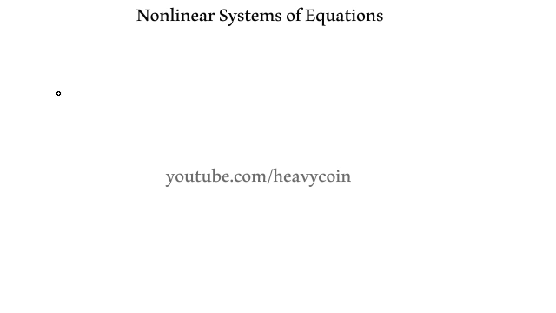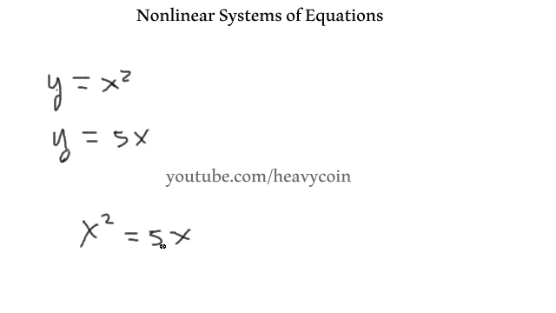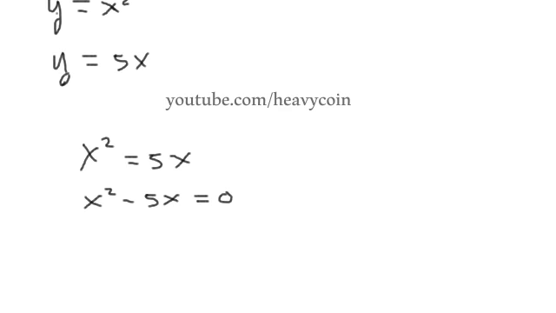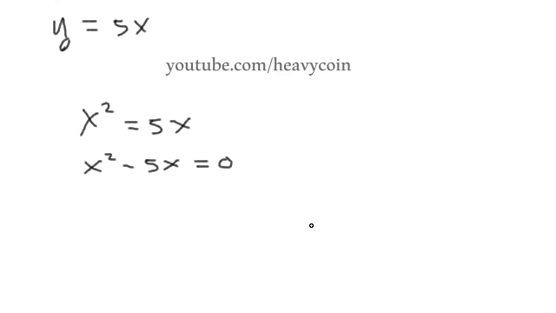So we had y is equal to x squared and y is equal to 5x. In order to solve the system, the best thing for us to do, since both these y's are the same, is to just set these equal to each other. x squared is equal to 5x, and then I'm going to take the 5x over to the left hand side. Back when we were factoring polynomials and solving quadratic equations, this is what we were leading up to, really.